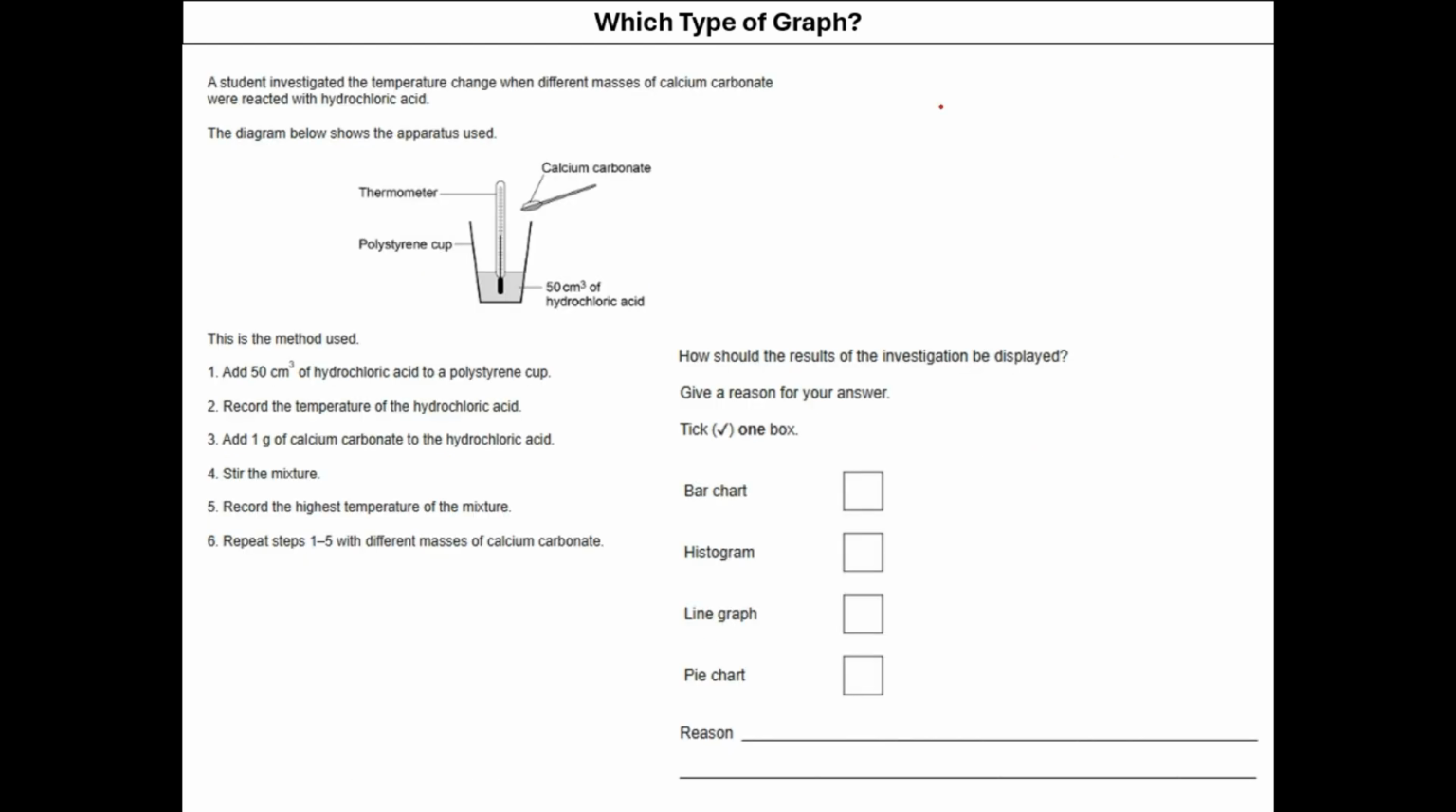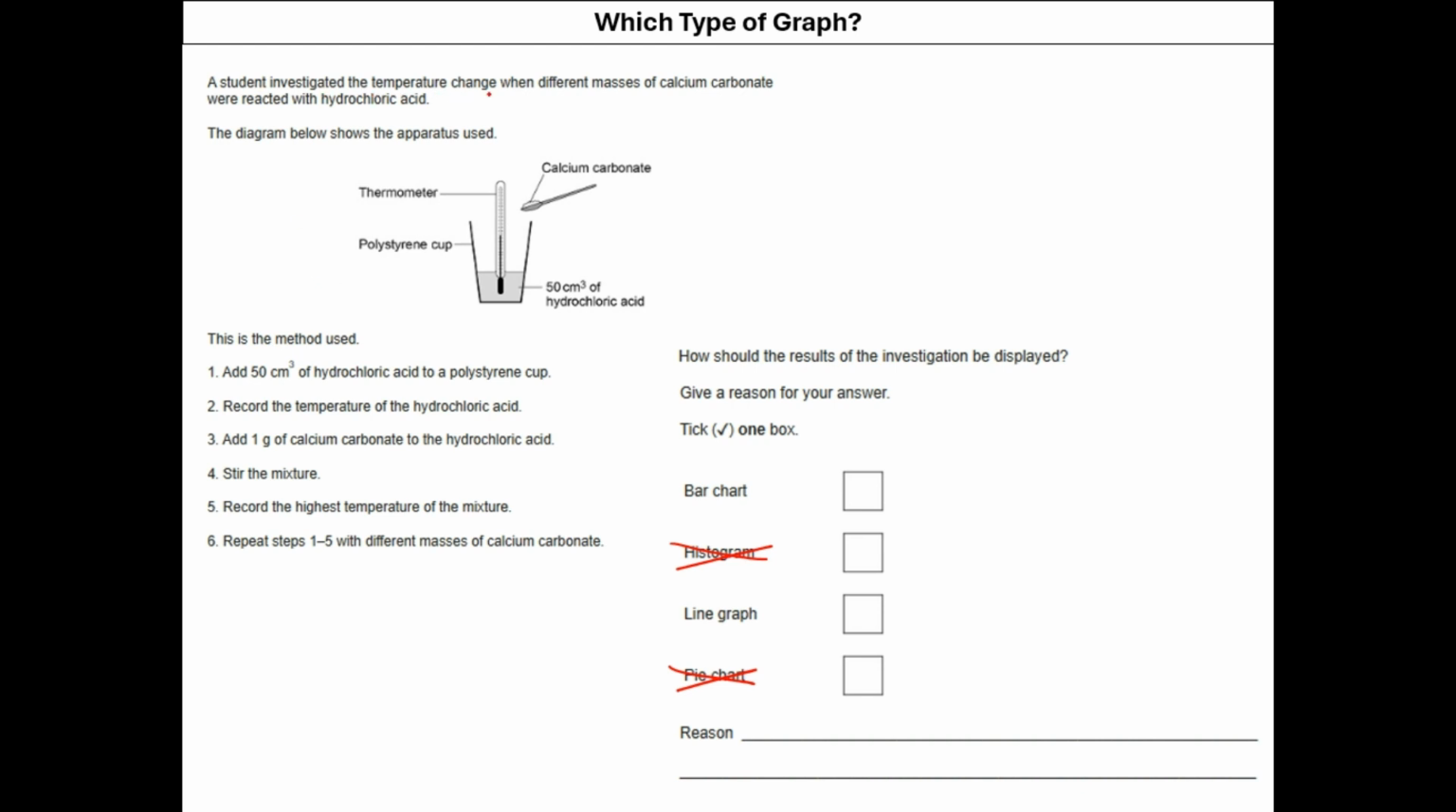Another question, again, I've got all my method, everything going on here. But it's again saying, how should the results of the investigation be displayed? Well, it's got to be bar chart or line graph, so I can remove histogram. I think you do those in maths. I can remove pie chart. I think you do those in maths. But I'm left with bar chart and line graph. So I better work out from this method if the data is continuous or not.